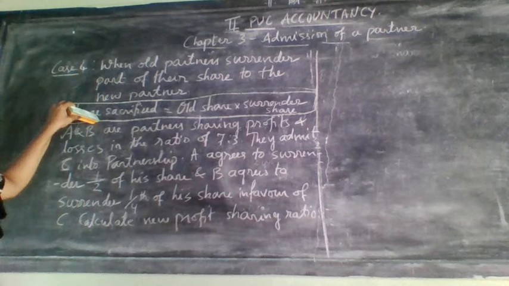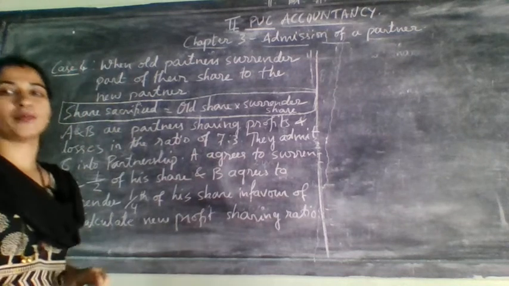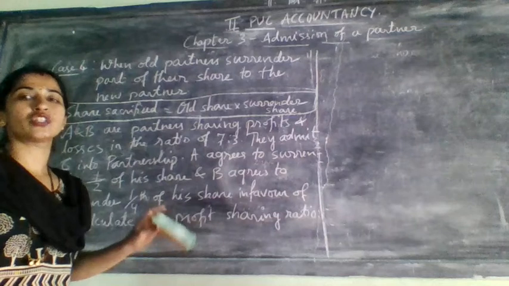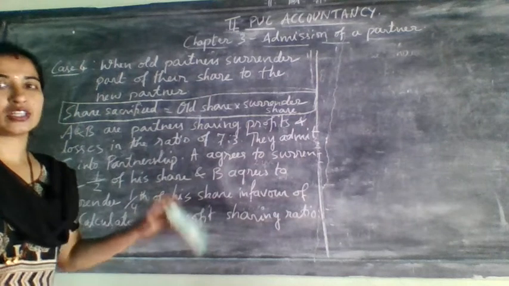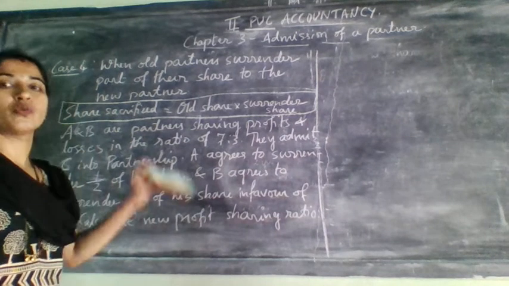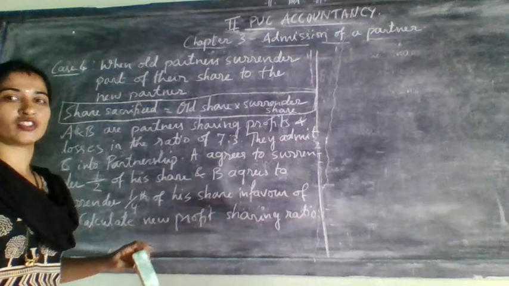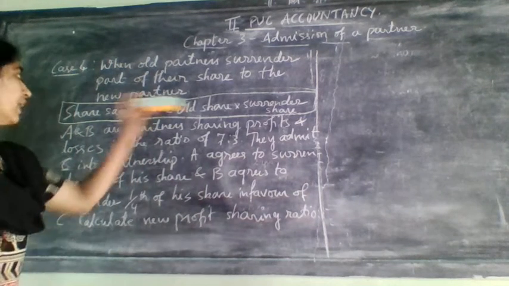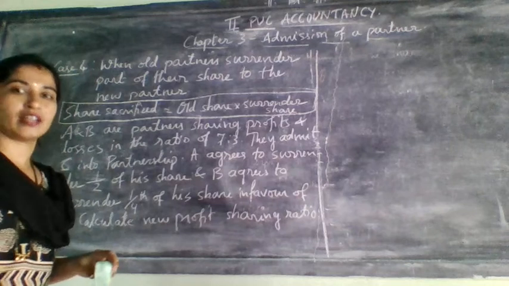After getting the sacrifice share, apply the formula. Which formula? New share is equal to old share minus sacrifice share. After getting that, you will get the new profit sharing ratio.